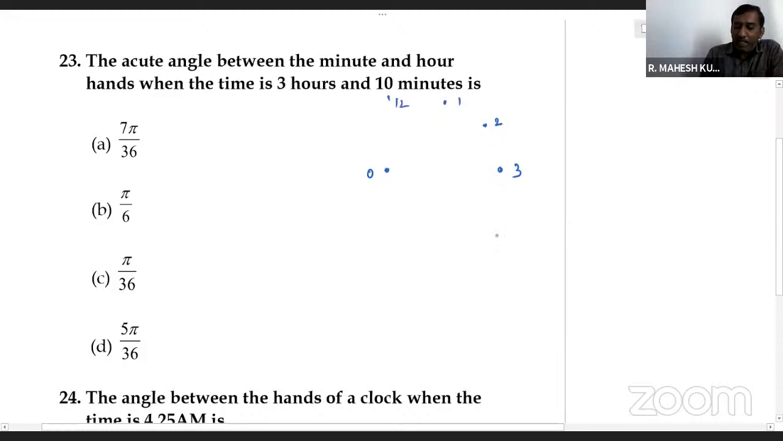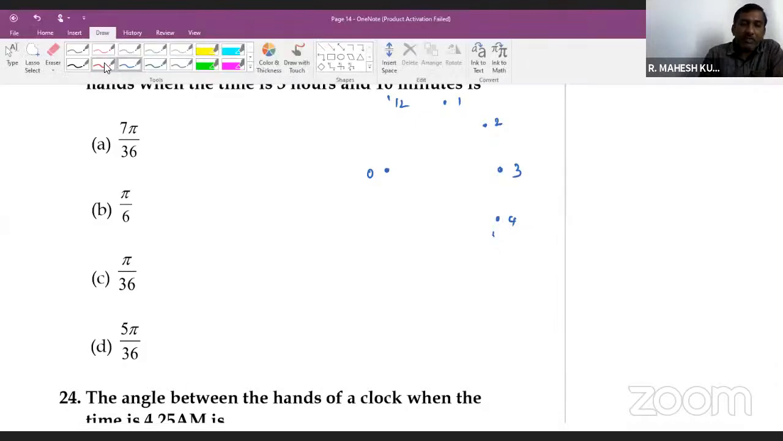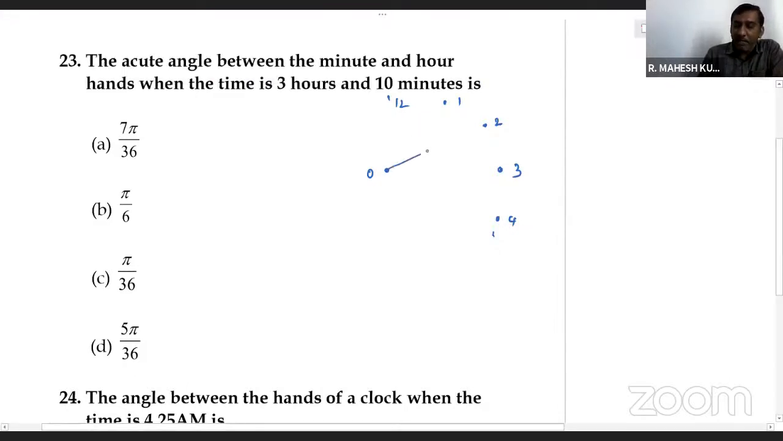So where will the hour hand and the minute hand be at 3 hours 20 minutes? The minute hand will be exactly at 4, and the hour hand is 10 minutes more than 3. What I will do is take this exactly to 3, meaning you are neglecting the hour hand. This is nothing but the angle covered by the hour hand in 10 minutes.